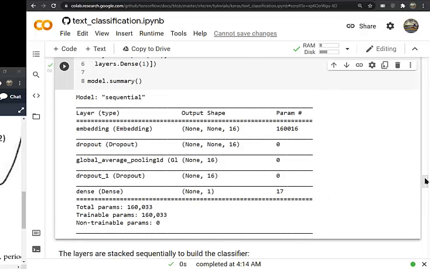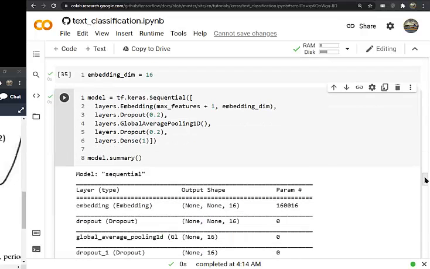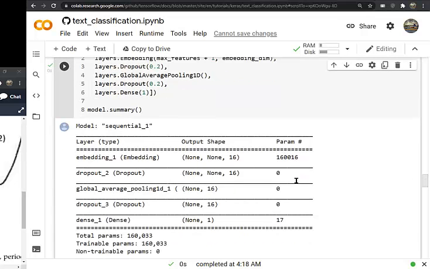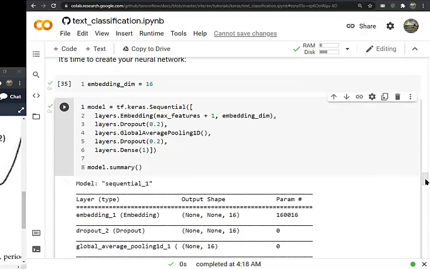So I ran these two, I guess I ran these before. If you run these, it's going to give you the shape. No, these are the parameters. So what this 160,016. So on each of the 10,000 words, it's training 16 weights because it needs those weights to convert each word into a vector.